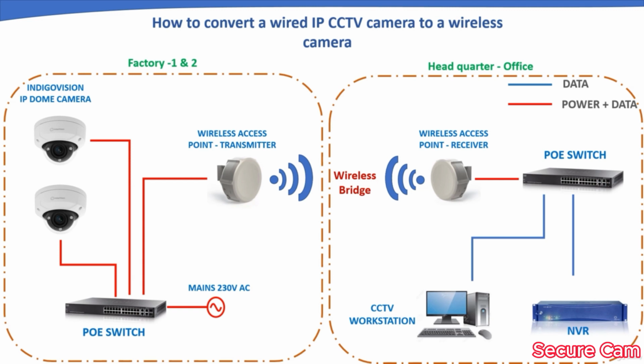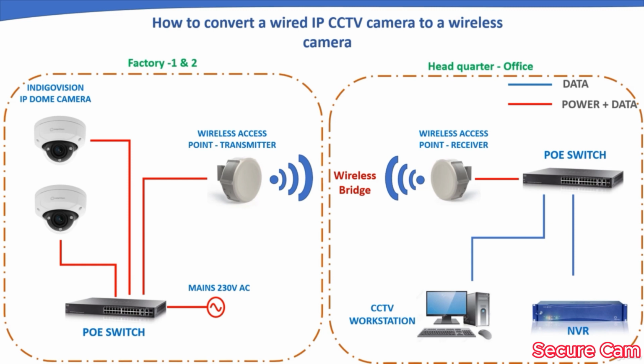Now, video from this CCTV camera will be transferred to this wireless access point transmitter via the network switch, and then this wireless access point transmitter converts this signal into an RF signal, which is then received by the wireless access point receiver installed at the headquarter office, as shown in the image.